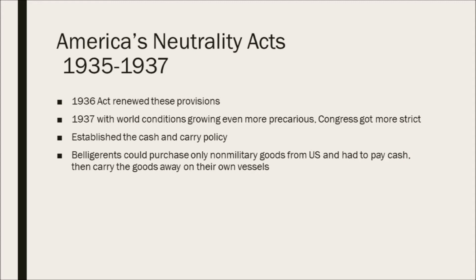Okay, now what we establish here is called the cash and carry policy. So if you're a country fighting a war, then you can purchase from the United States, but it cannot be arms. It cannot be anything to aid you in the war. You can purchase from us non-military goods, but you also have to pay us right then, and you have to take the goods away on your own vessels. Cash and carry. You pay us right now, you carry them away. Okay, that's a pretty good idea, but are we going to hold to that? Well, the answer is no, but that's a preview of coming attractions.